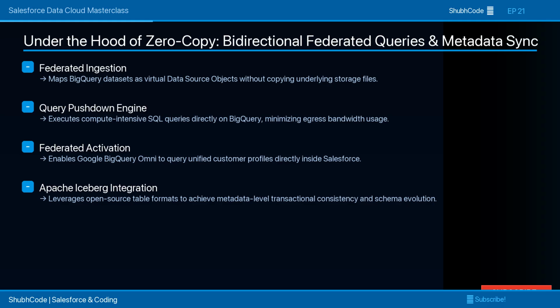Federated activation works in reverse, allowing BigQuery to directly query unified profiles in Data Cloud using BigQuery Omni. This bidirectional sync relies heavily on Apache Iceberg metadata handshakes. It allows both systems to respect the current schema, partition boundaries, and transactional logs of the other system without static snapshots.